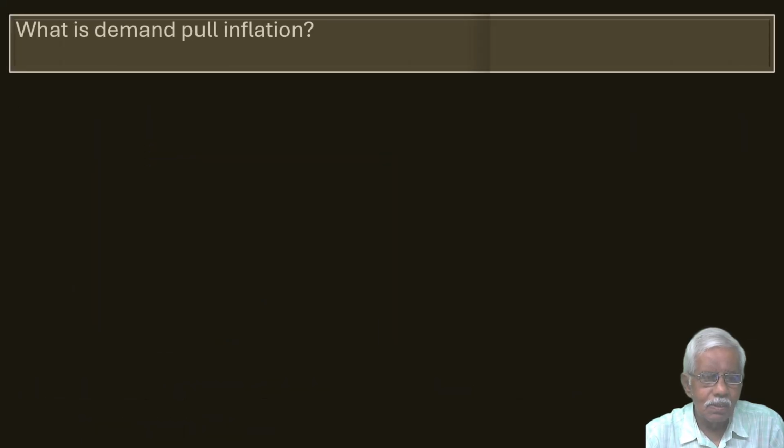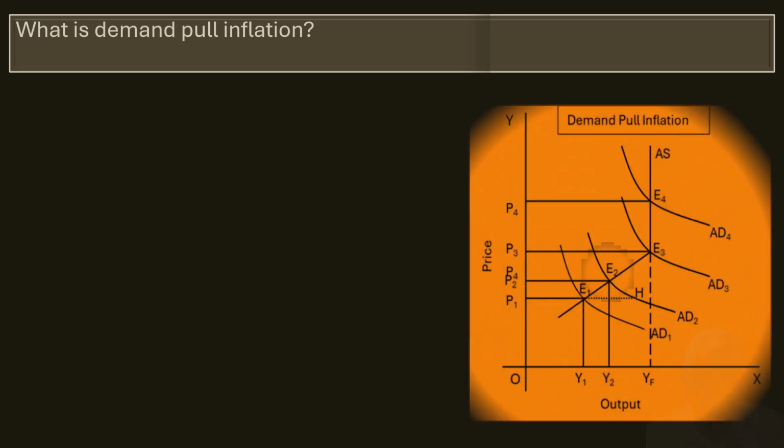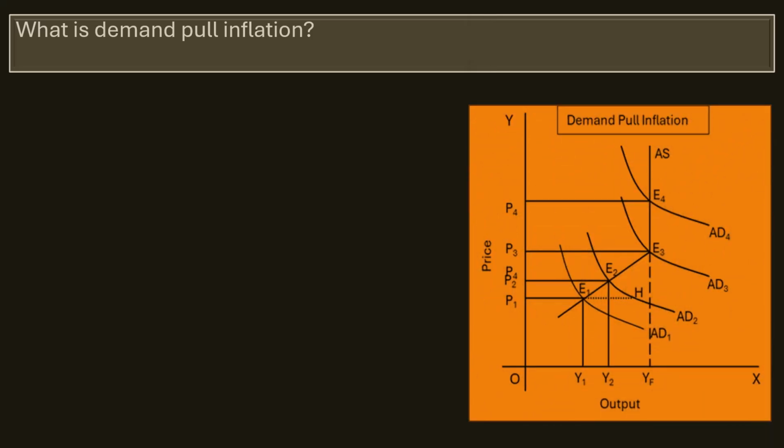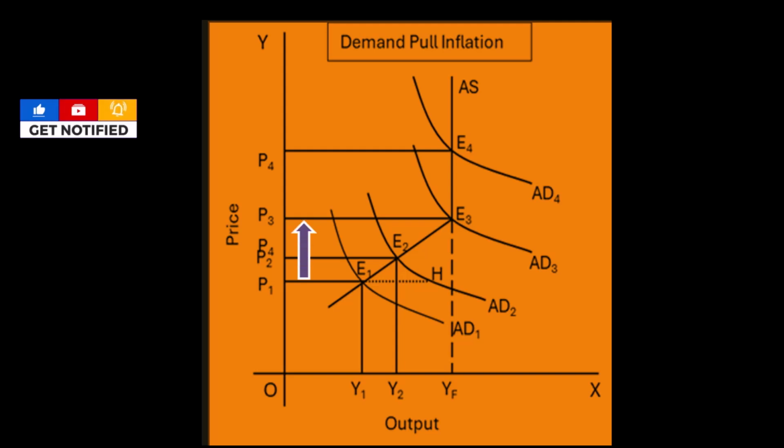Next question. What is demand pull inflation? Answer. The aggregate demand and aggregate supply curves of the graph alongside are drawn measuring price along the y-axis and output along the x-axis. Up to the price P3, aggregate supply curve slope upwards as aggregate demand increases. At price P3, the aggregate demand is equal to aggregate supply. It is full employment equilibrium.